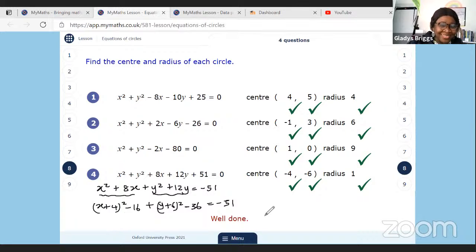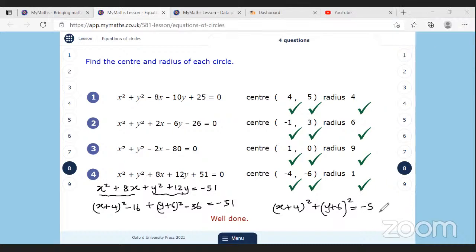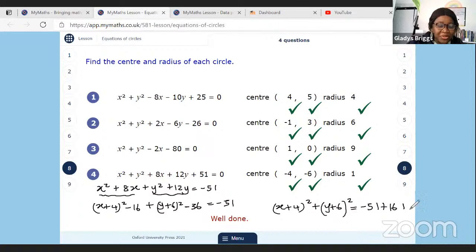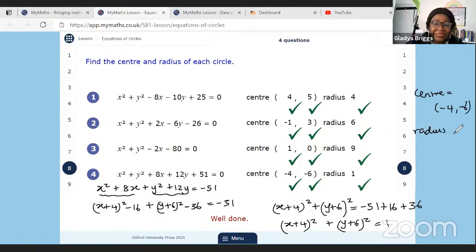Okay, so then we have (x plus 4) squared plus (y plus 6) squared equals negative 51 plus 16 plus 36, which equals 1. You guys are completely messed up, okay? That's why you're getting your answers wrong. So (x plus 4) squared plus (y plus 6) squared is equal to 1, and the square root of 1 is 1, okay? So the center equals negative 4 comma negative 6. Radius equals 1.